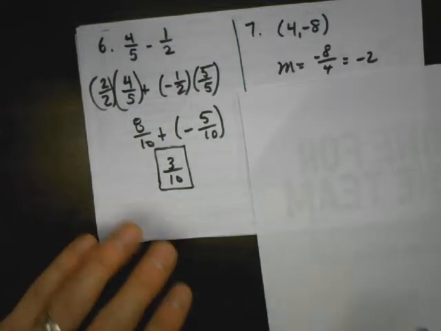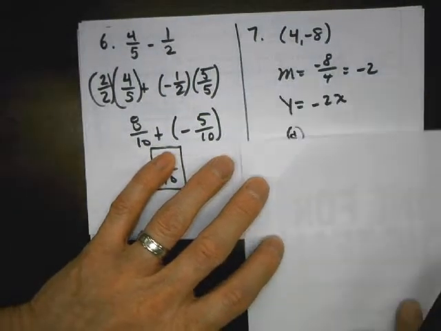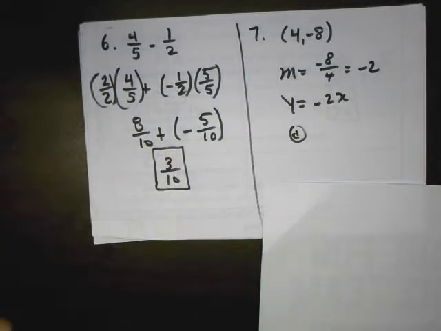Number 7, a line goes through the origin. So if it's a line that goes through the origin, it is proportional. So I can write the equation simply by putting y over x and simplifying. My slope is negative 2, and put the 2 in front of the x, and that's the answer right there.